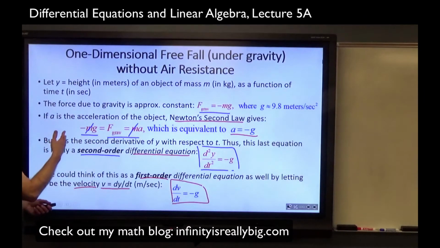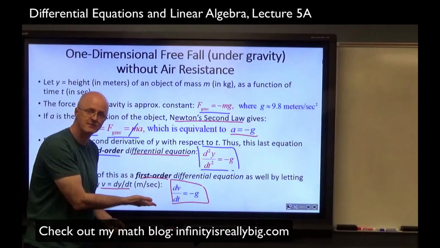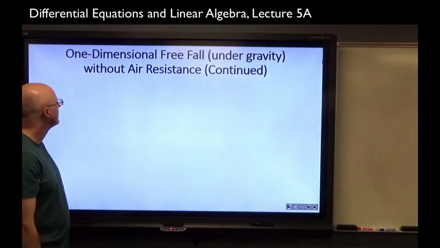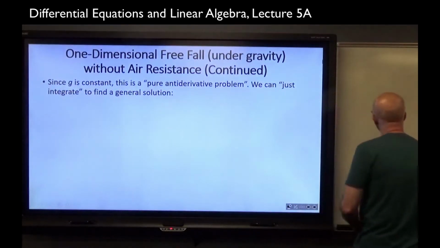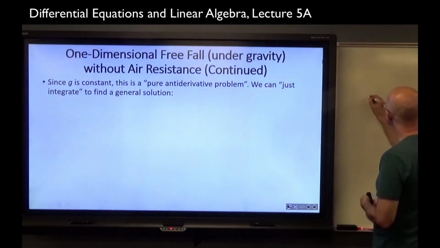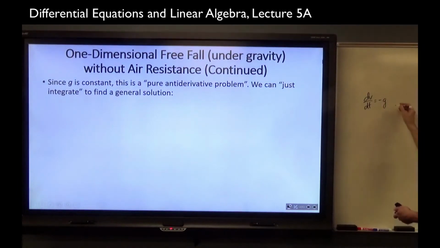Again, keep in mind the goal. The goal is to find y as a function of t. Initially, we're going to find v as a function of t, once again, just by integrating. This is what I called a pure antiderivative problem. In this case, it's dv/dt. Well, it's this constant, negative g. You could think of that as a function of time t, although it's a constant function of time. You don't see any t's there. We also could think of it as a constant function of the dependent variable and call it an autonomous equation as well. But it's going to be more natural, better, to think of it as a constant function of t in this case.